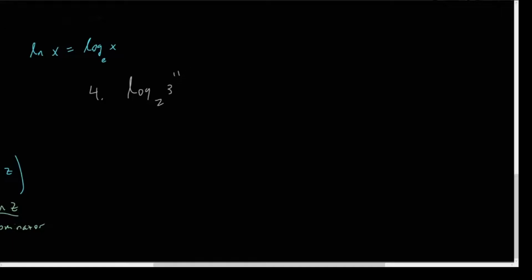This is going to be that third rule. Exponentiation comes out front as multiplication, so this becomes 11 logs base 2 of 3. And then I'll go ahead, yeah, this looks good. Next: 5x squared over y cubed.